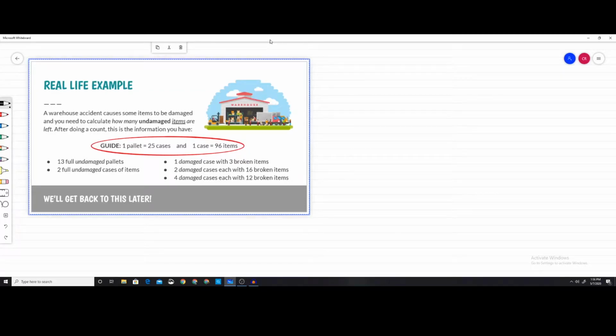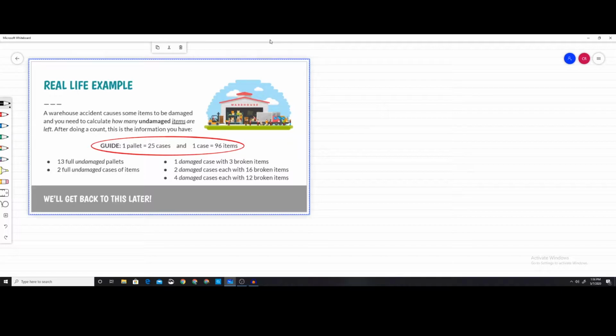Alright guys, we're working with this real life example about a warehouse accident that happens and some items being damaged. And so what we need to do is figure out how many items are left undamaged. And so after doing a count, we've been given all of this information, 5 bullet points that detail how many things are undamaged and how many things are damaged.